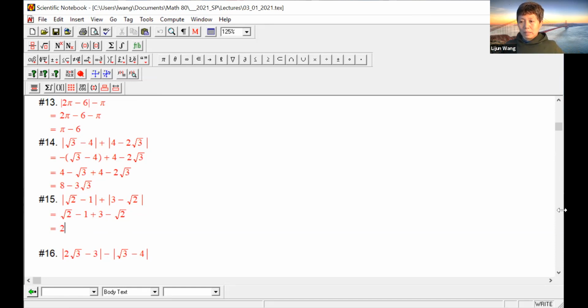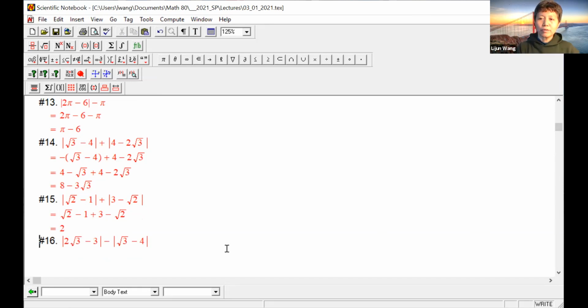Okay. Last but not least, you see, we are repetitively using these 2 sentences. The absolute value of a non-negative number is the same as the number. The absolute value of a negative number is its opposite. Yes? All right. So now, number 16.